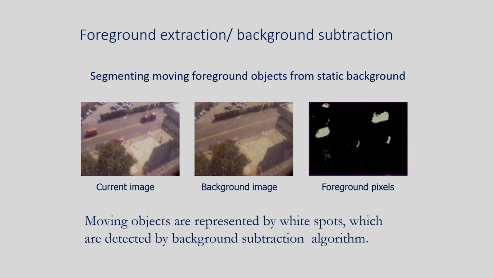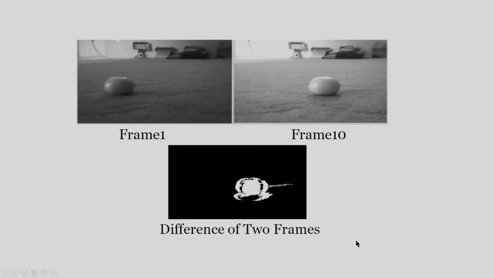That is nothing but the change detection algorithm. So, this is the current image and I am considering the background image. If I subtract the background image from the current image, I will get the foreground pixels. So, this is nothing but the background subtraction algorithm. Again, I am showing the same thing, the background subtraction algorithm.